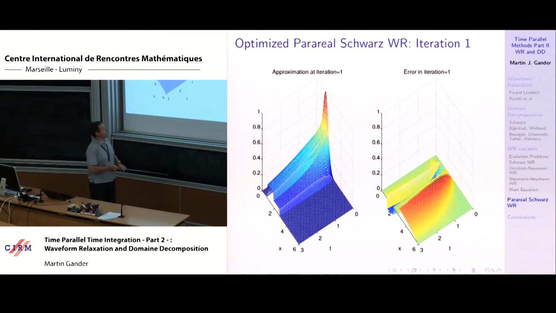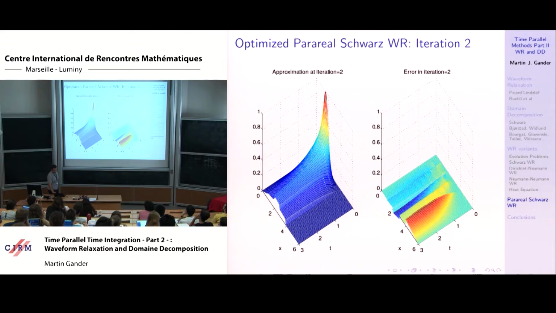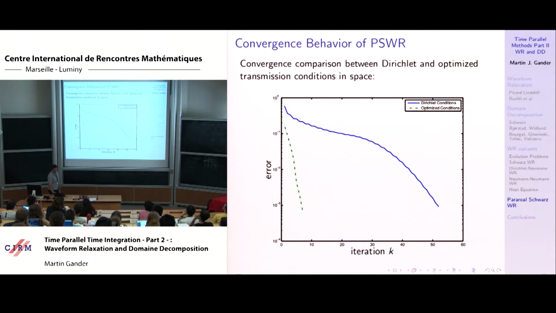But if I use an optimized condition at the interfaces in space, then in the first iteration, you see, it already propagates the whole time interval correctly, because now this is an absorbing condition in space. And this converges much, much faster. This is a space-time solver which has a reasonable performance. So here is a comparison. This is when you use optimized conditions, and this is if you use classical conditions for this parallel Schwarz waveform relaxation method.